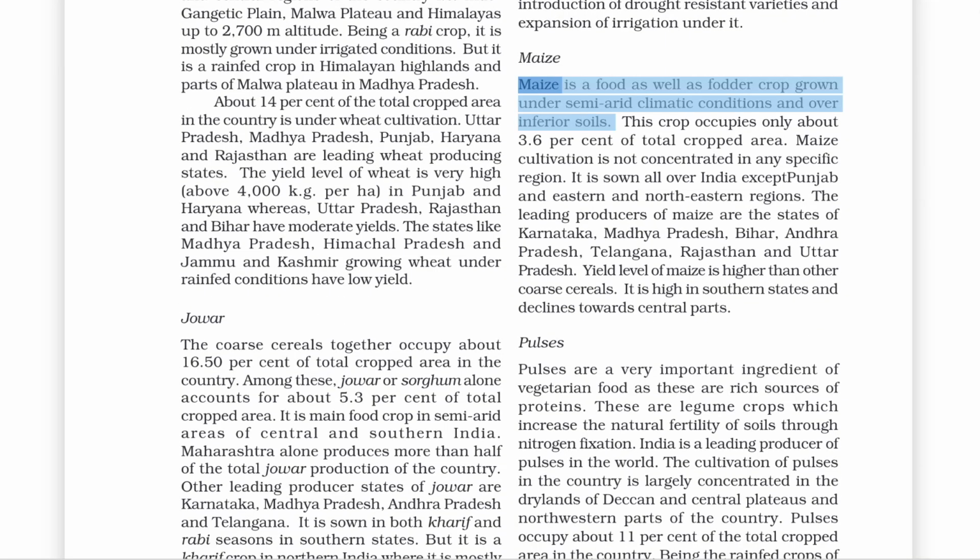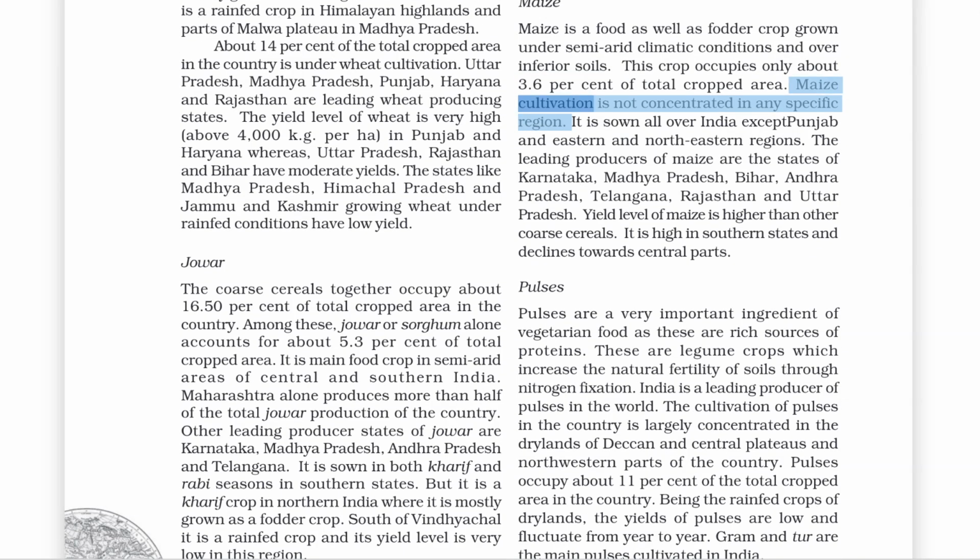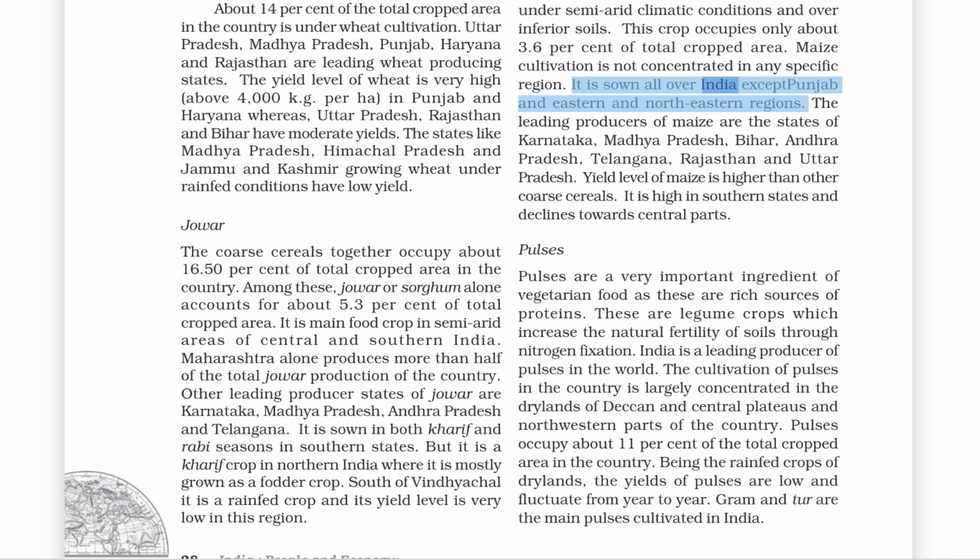Maize. Maize is a food as well as fodder crop grown under semi-arid climatic conditions and over inferior soils. This crop occupies only about 3.6% of total cropped area. Maize cultivation is not concentrated in any specific region. It is sown all over India except Punjab and eastern and northeastern regions.